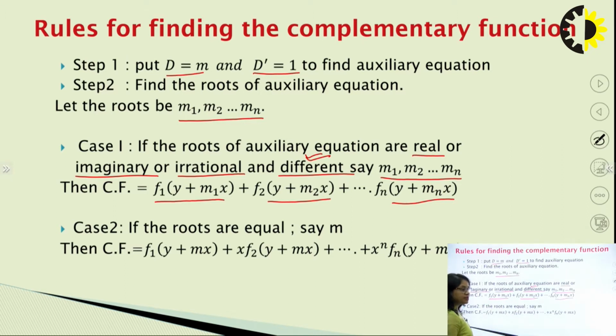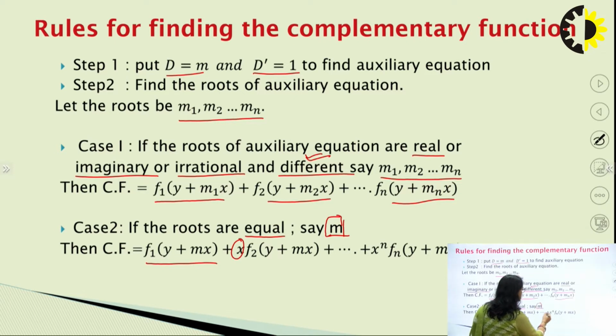And there is another situation, case 2, if the roots are equal. If the roots are equal, then all the roots which are equal, we will consider them as, suppose, m. So in this situation, CF will be given by a function of y plus mx, plus x times a function of y plus mx written again. Note that this x has to be placed before the function. And we will keep proceeding till we get the same number of terms as the number of equal roots.